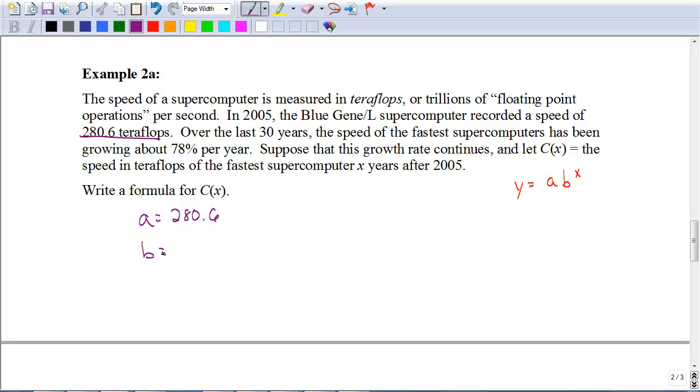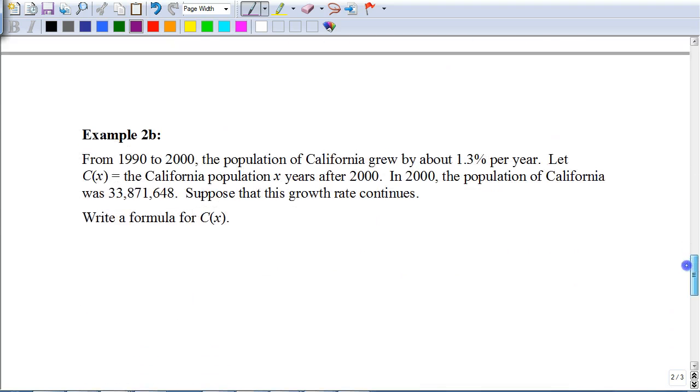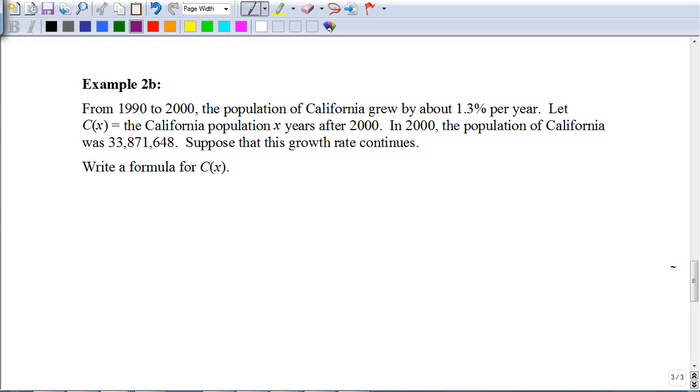So in this case, we're increasing by 78%. So 100% of what we had before plus another 78%. So it'd be 178%, which as a decimal is 1.78. So that's your growth factor, 1.78. So my equation would be C of x equals 280.6 times that growth factor of 1.78 to the x power. And there's your answer. Why don't you guys go ahead and try the same thing now with example 2b here.